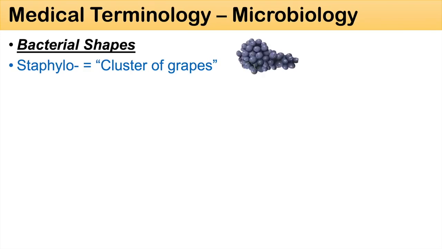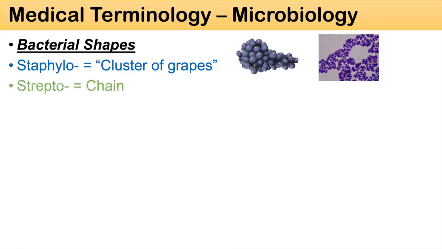So when we look at a cluster of grapes and we look at Staphylococcus aureus, there are similarities. So this is why Staphylococcus is named the way it is. Staphylo means cluster of grapes, and Staphylococcus appears like a cluster of grapes when we look at it under a microscope. Another one that's very common is strep or strepto. This means chain. So the bacteria themselves are lined up in a chain.